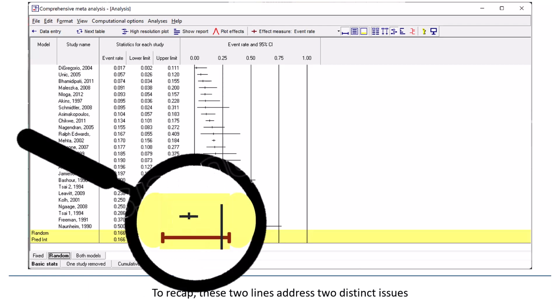To recap, these two lines address two distinct issues. This line deals with the average effect. The average effect falls someplace between here and here. This line deals with the dispersion in effects. In any single population, the true risk could be as low as this or as high as this.